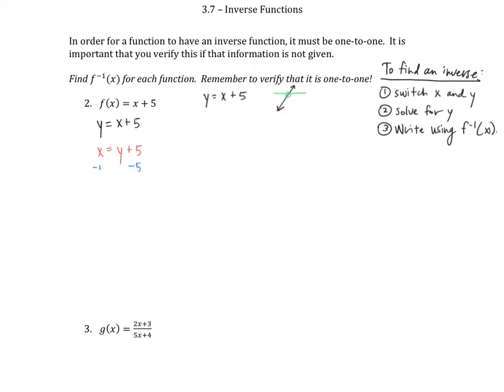So I'm going to subtract 5 from both sides. And I'm going to get y equals x minus 5. So now I'm done with step 2. And now step 3 is I want to rewrite using f inverse of x. So the y is now going to be replaced with the inverse. So the inverse of f is x minus 5. So that's the inverse.